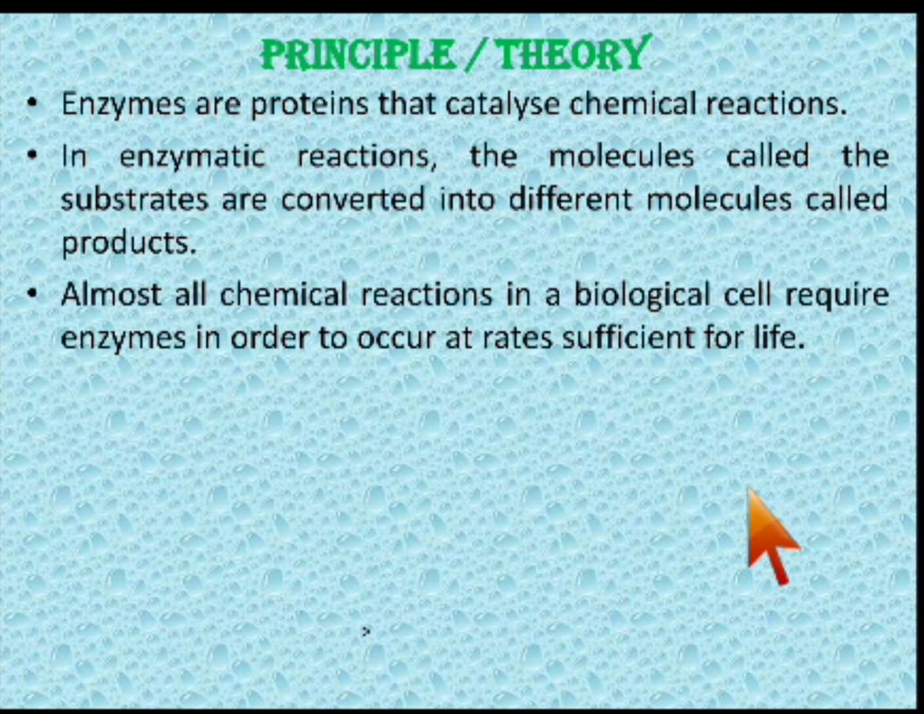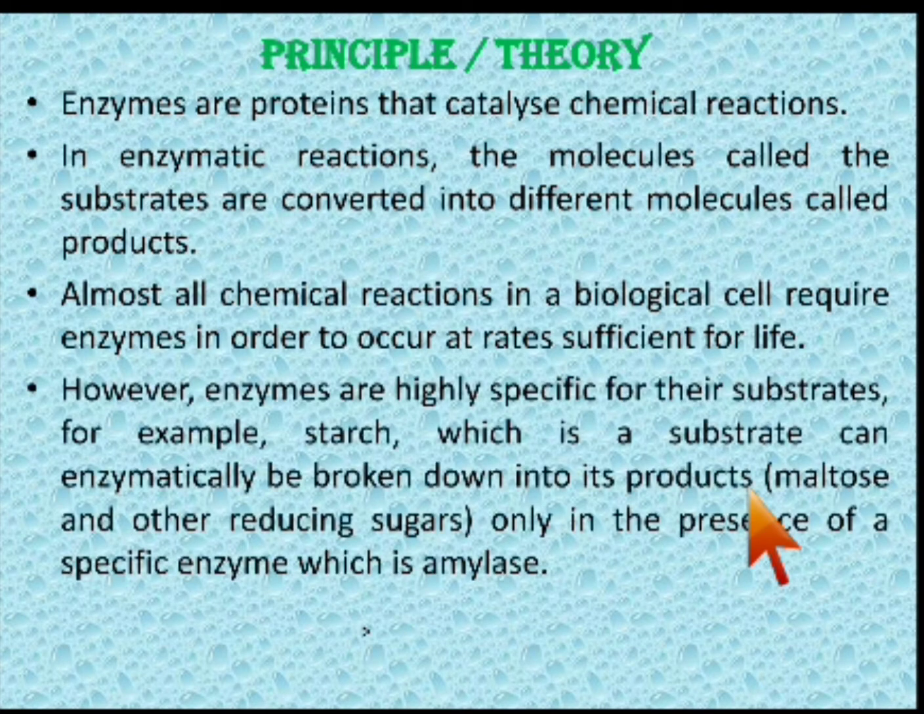experiment. Why? Because just remember one thing, that enzymes are highly specific for their substrates. For example, in today's experiment, we will be using starch, and this starch is a substrate which can be enzymatically broken down only by amylase. It can be broken down into its products such as maltose and other reducing sugars. It can be broken down only in the presence of the enzyme amylase, and not any other enzymes. So just remember this one point, that all enzymes are highly specific for their substrate. That is why in today's experiment, since we want to study the activity of the enzyme amylase, we will be using starch as a substrate.